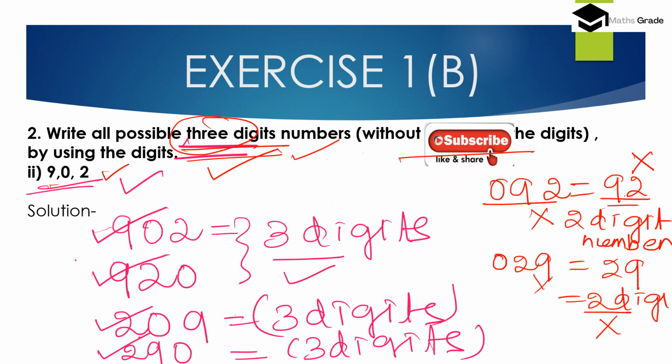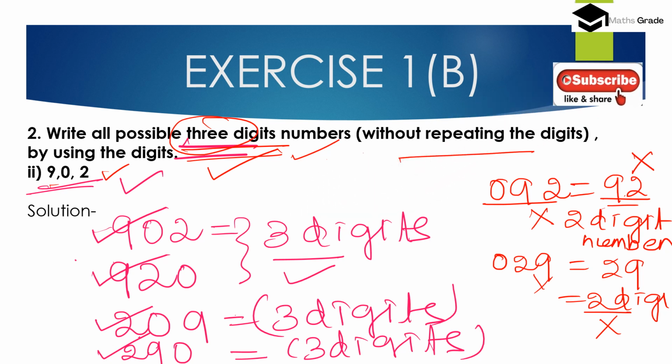Now if we place the digit 9 at the hundreds place, 0 at the tens place and 2 at the unit place, then the number will be 902, and 902 is a 3-digit number. If we place 9 at the hundreds place, 2 at the tens place and 0 at the unit place, the number will be 920. If we place 2 at the hundreds place, 0 at the tens place and 9 at the unit place, the number will be 209, also a 3-digit number. And 2 at the hundreds place, 9 at the tens place and 0 at the unit place, the number will be 290, also a 3-digit number.